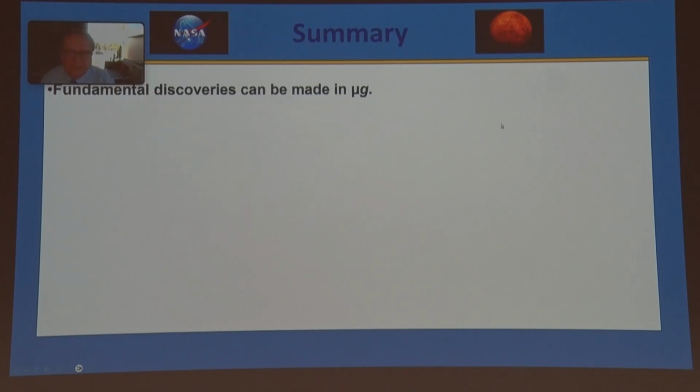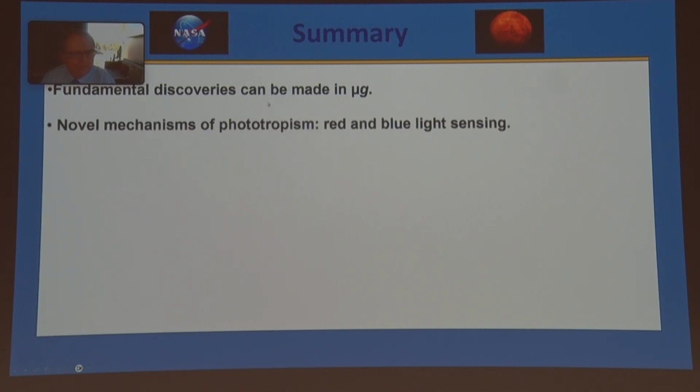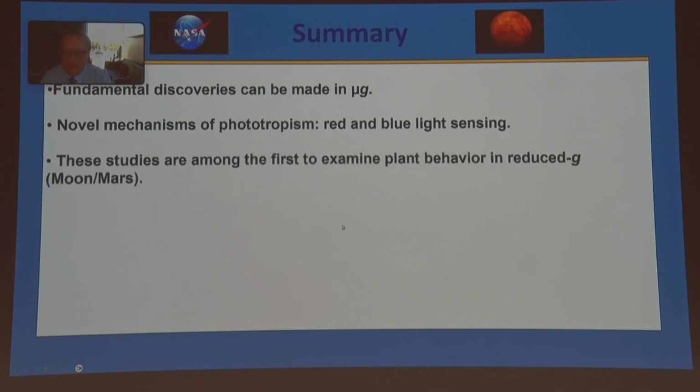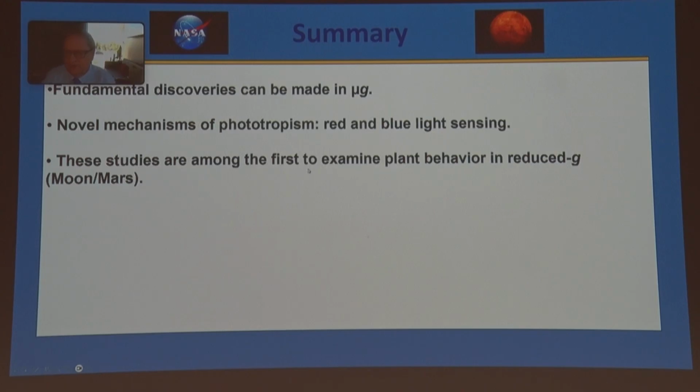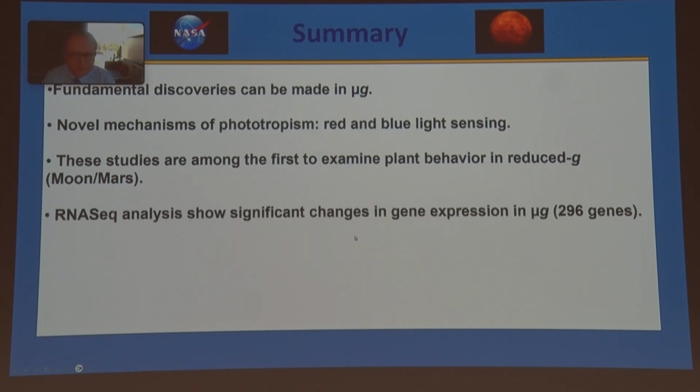Just a quick summary. We use microgravity to make these fundamental discoveries about the effects of light on plants, to study pure phototropic effects without the complications of gravity. We've discovered some novel mechanisms of phototropism. I didn't talk about the blue light sensing, I focused on the red light. Our studies are among the first to examine plant physiology, plant behavior, plant development in reduced gravity environments.